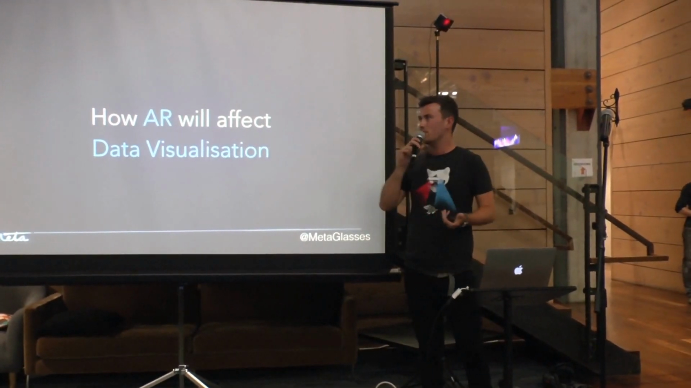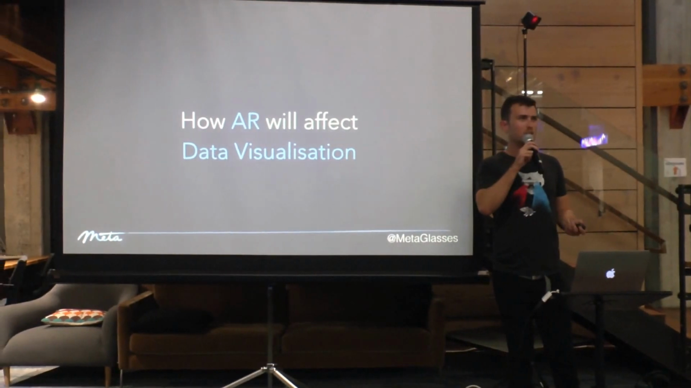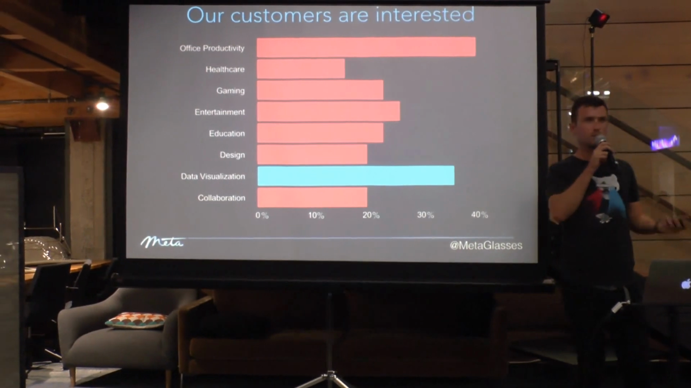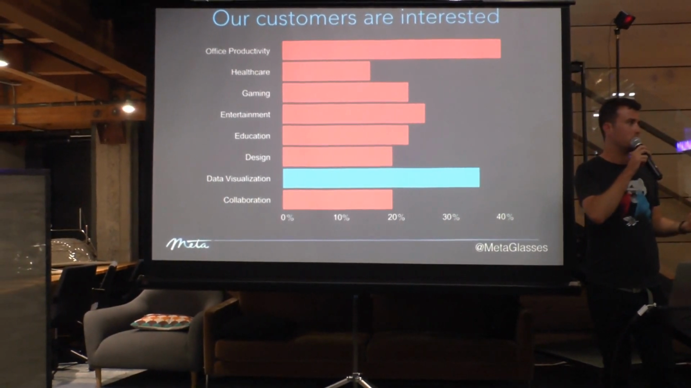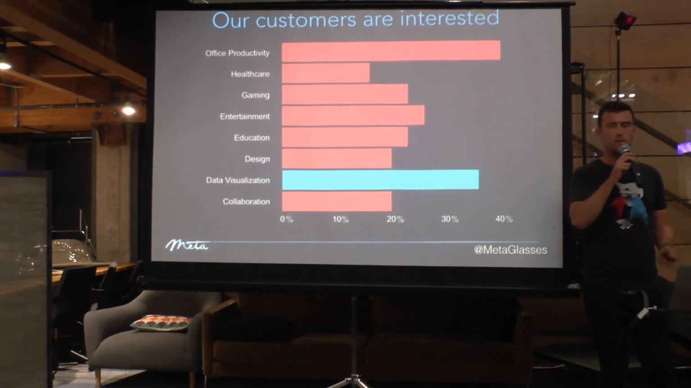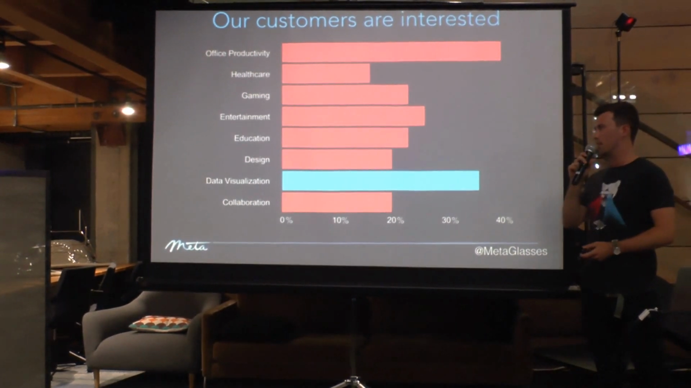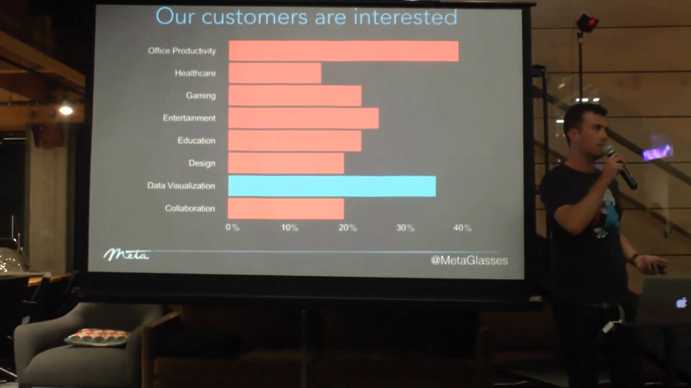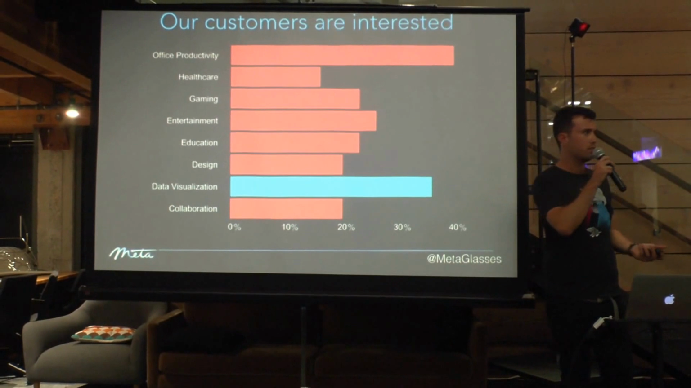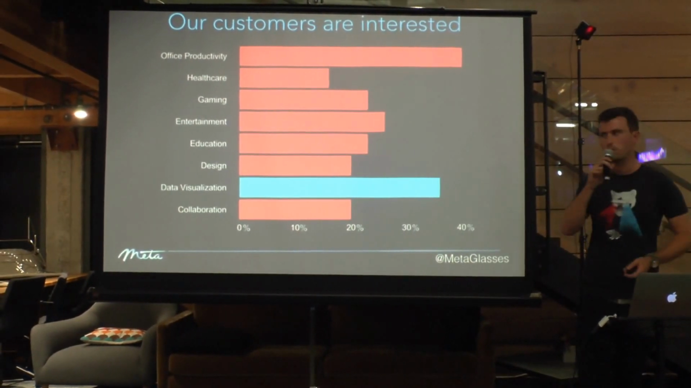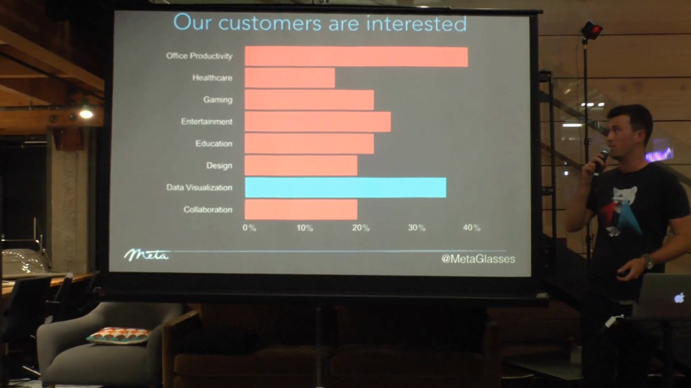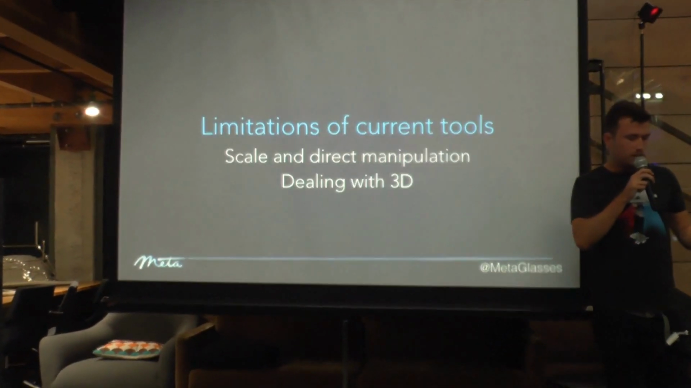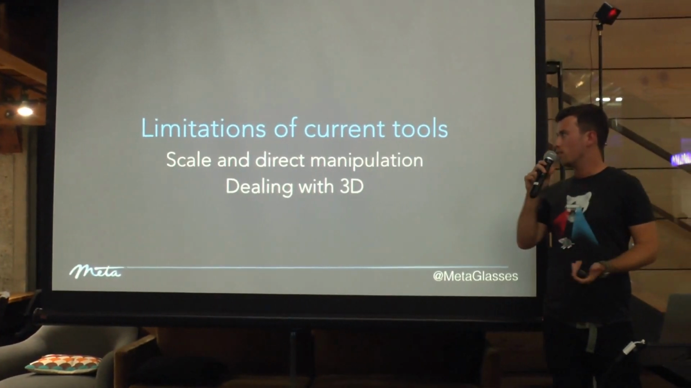It's not a very interesting topic if I'm the only one that's interested in it. Turns out our customers really are as well. We did a little survey, asking everyone that purchased our product what they are going to use it for. The second most interesting topic to them that they're developing applications for is data visualization. Over 35% of everyone that's bought glasses from us are really interested in this space, second to the very broad office productivity category. So, what are the limitations of our current tools?